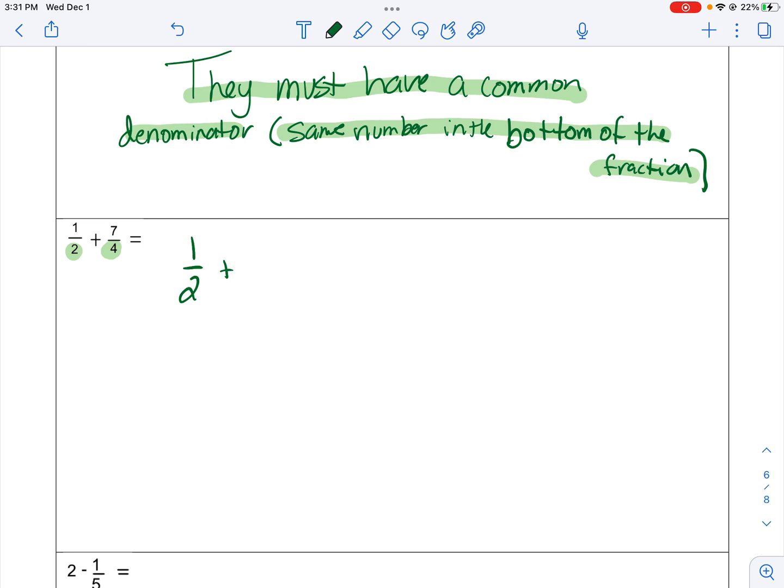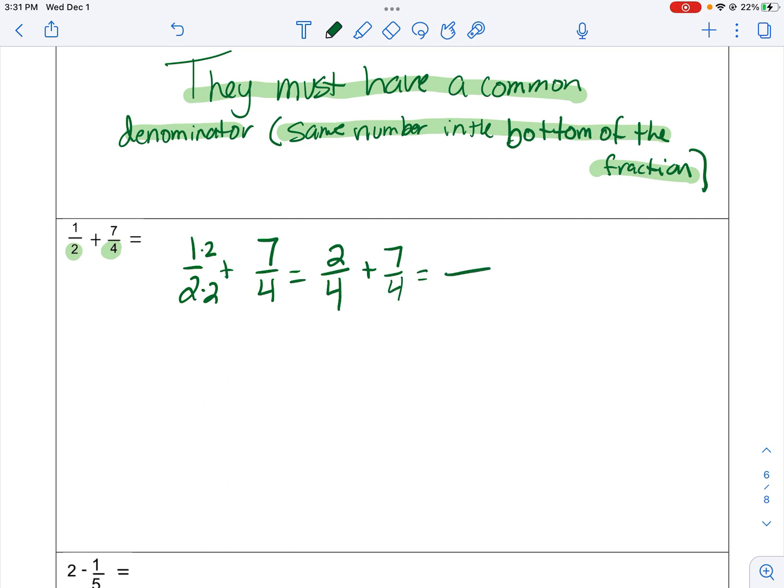I'm going to rewrite this a little bit bigger. I can change this 2 to be a 4. I don't have to multiply both of them all the time. Sometimes you only have to multiply one fraction. So here I'm going to multiply this by 2 because that'll give me a 4, which is what is in the other denominator. But again, what I do to the bottom, I must do to the top. So I get 2 over 4 after multiplying that first fraction by 2, plus 7 over 4.